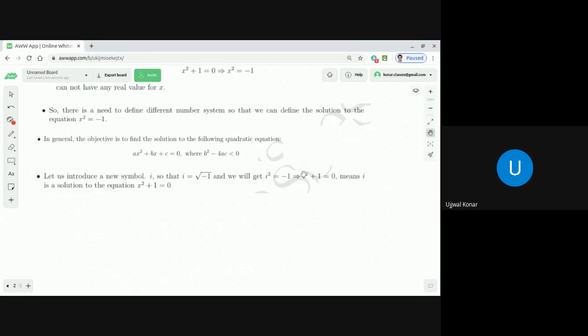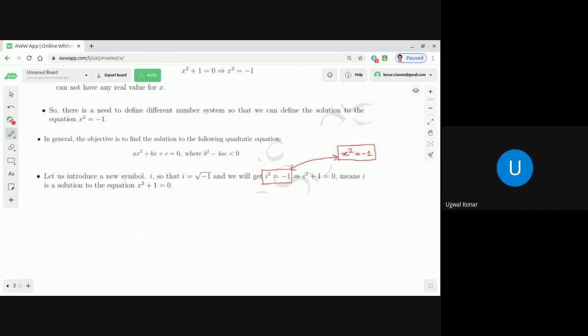So our equation, what we are discussing, dear students, is x square equal to -1. Correct? That solution we are trying to find, and here we are getting i square equal to -1. So as if x is equal to i, if you make a one-to-one correspondence. That means i is a solution to the equation x square plus 1 equal to 0. Correct or not? All of you agree with me, I hope?